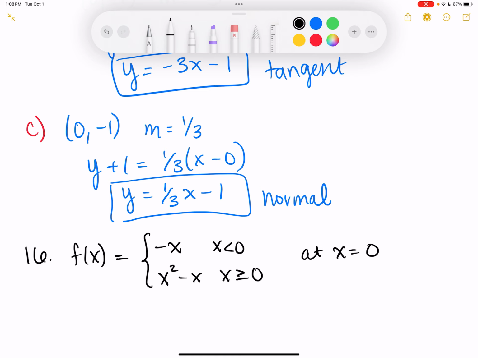And you do each piece for its domain. When that one's domain is over, you go to the next one, if there is a next one.